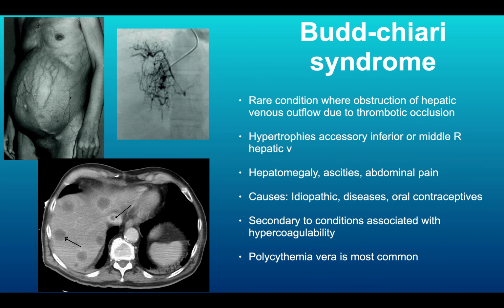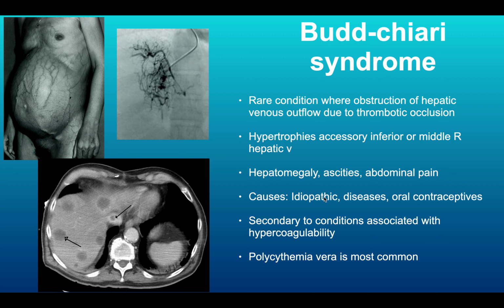Okay, so Budd-Chiari syndrome. Look at this. This is caput medusae. This is the distension of the esophageal veins, like up here, along with a lot of other varices of the abdomen. And this is a rare condition where the obstruction of hepatic venous outflow is due to some kind of occlusion, and it hypertrophies the accessory inferior or middle right hepatic vein. It's also seen in hepatomegaly, of course, and ascites, and it's really characterized by abdominal pain, along with all this ascites.